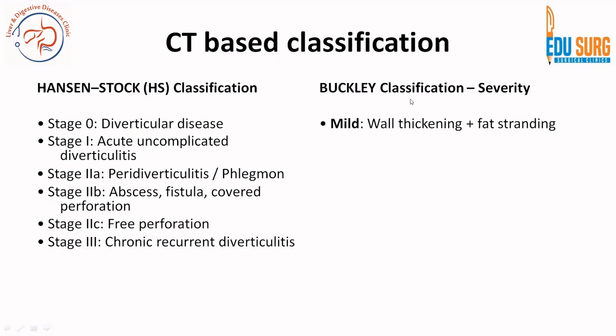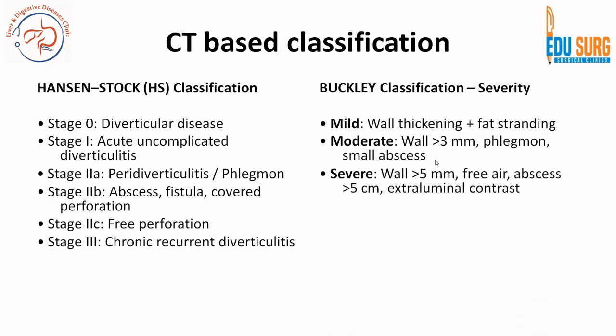More important is the Buckley classification on scan, where it can give you the severity. Mild is only wall thickening plus fat stranding. Moderate is a wall thickening greater than 3 mm or a small abscess. Severe is wall greater than 5 mm, free air, abscess greater than 5 centimeter, and extraluminal contrast. So remember the severe features, I think that is very important. Whenever you see a bowel wall thickening more than 5 mm, free air, abscess more than 5 centimeter, and extraluminal contrast, these are severe cases of diverticulitis.